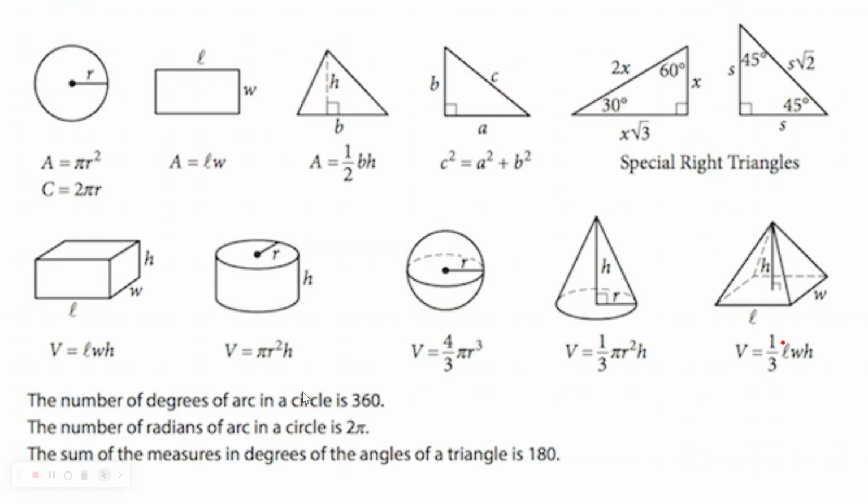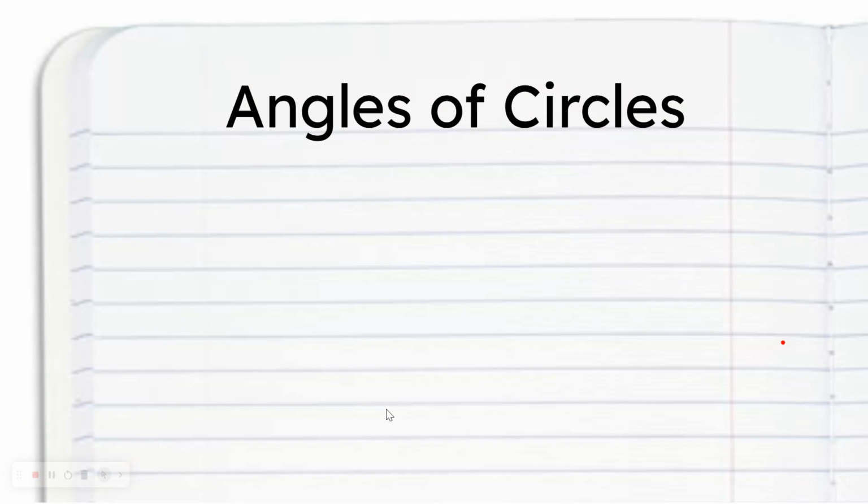Remember, this is the SAT formula sheet, and on the SAT formula sheet, they talk about circles a little bit, how to find the area and how to find the circumference, a 3D circle, a sphere, how to find the volume of it, and then they say the number of degrees of arc in a circle is 360. So that's the thing we're going to use today is the 360.